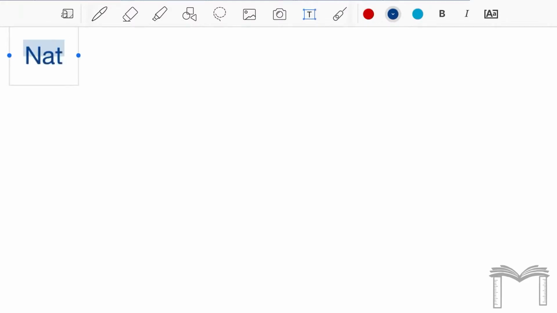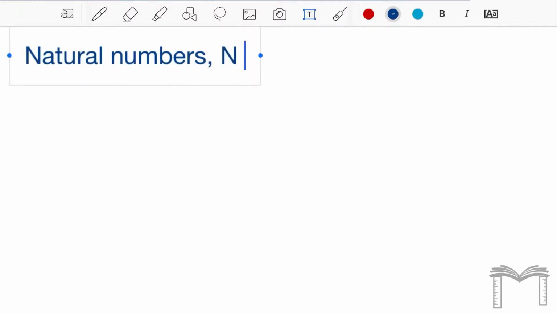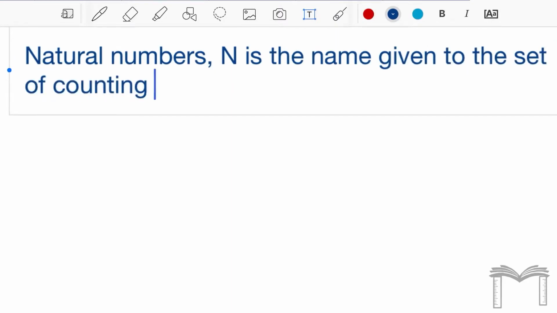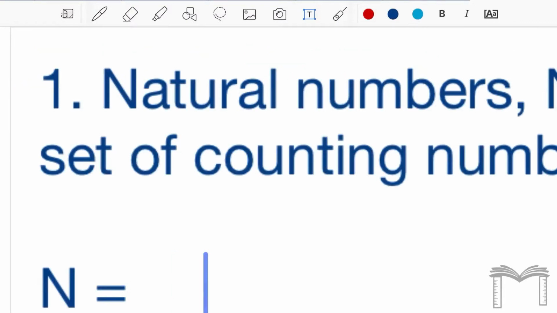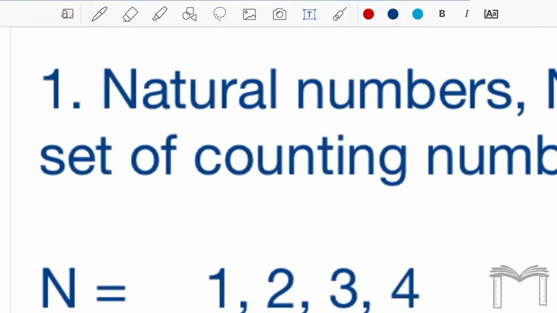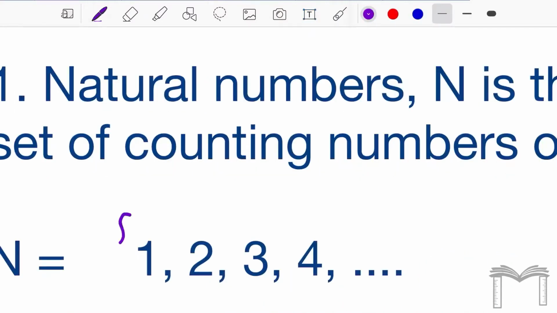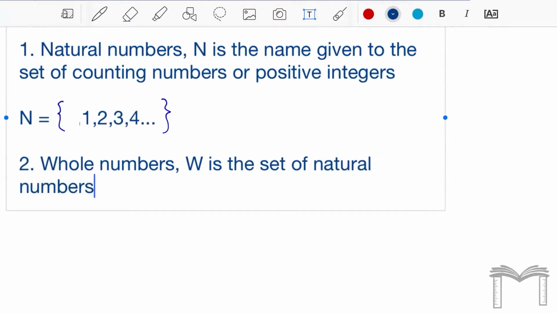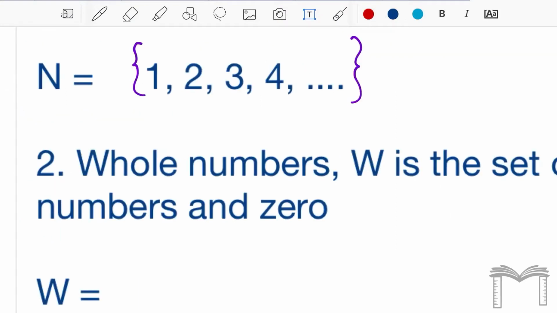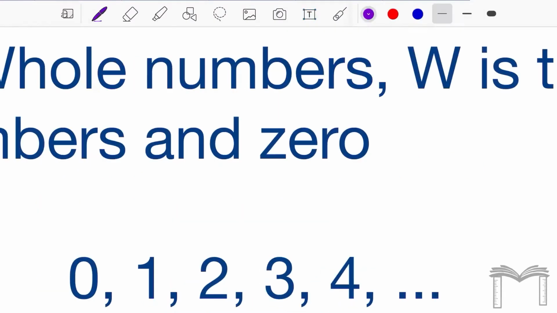So natural numbers is the name given to the set of counting numbers. It is abbreviated as capital N. So these numbers will include 1, 2, 3, 4, etc. Then we have whole numbers, abbreviated as capital W. And this is a set of natural numbers and 0. So the whole numbers include 0, 1, 2, 3, 4, etc.